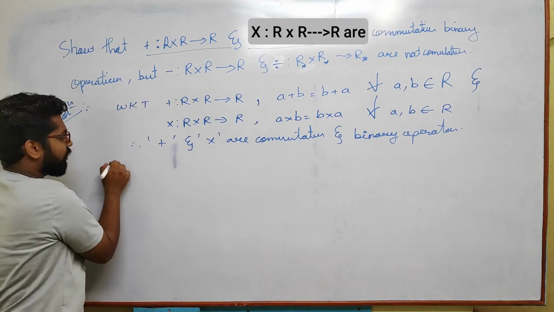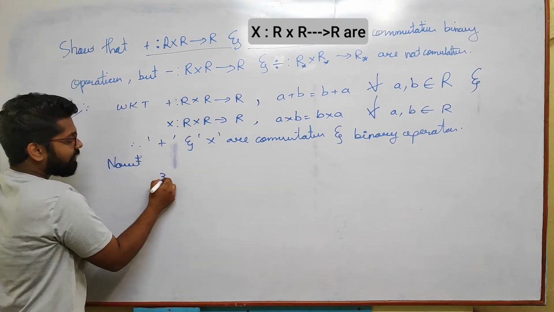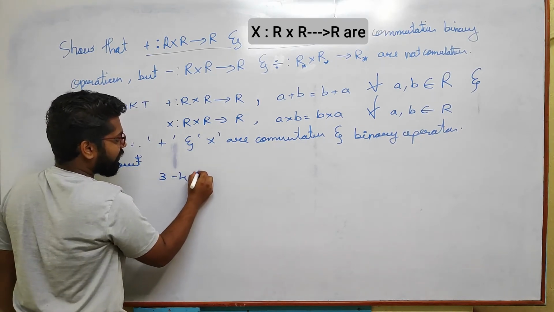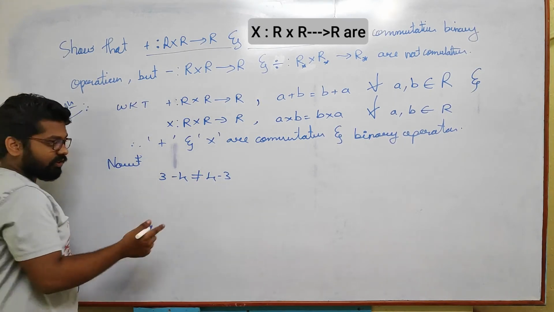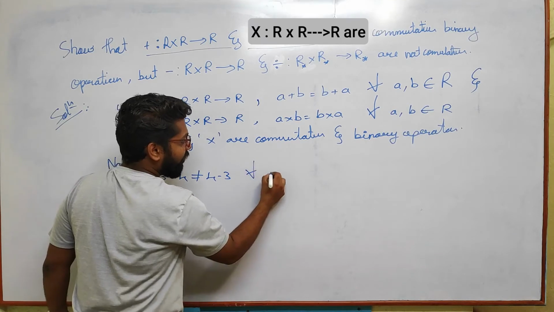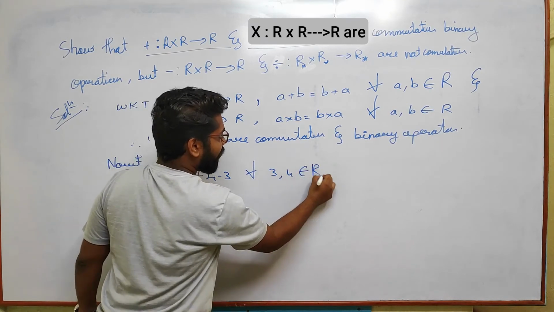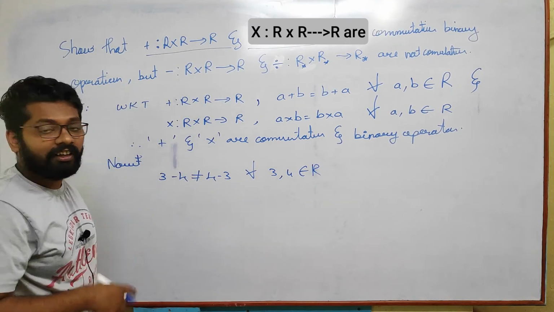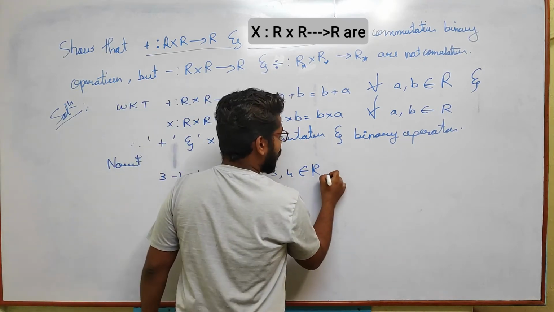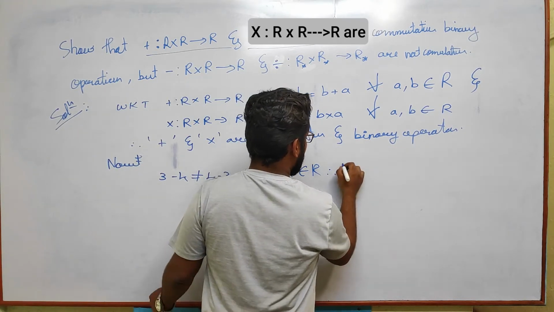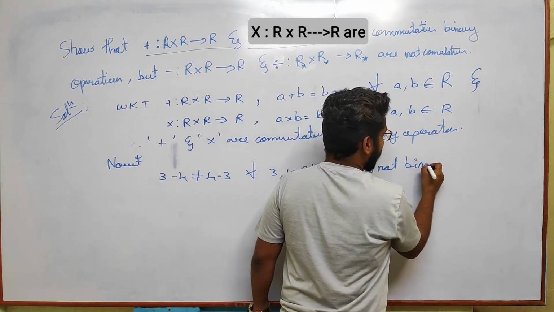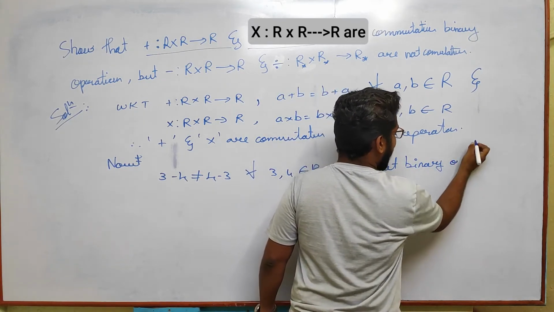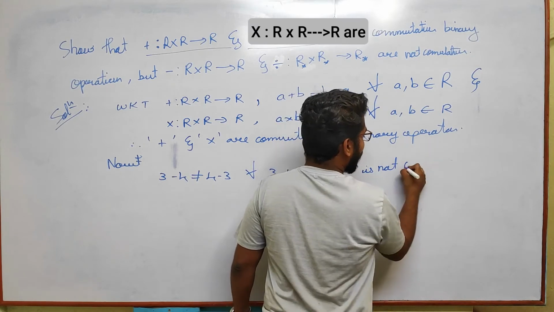So therefore now 3 minus 4 is not equal to 4 minus 3. Right? So therefore for all 3, 4 belonging to R, correct? Therefore minus is not a commutative operation. I mean minus is not commutative.